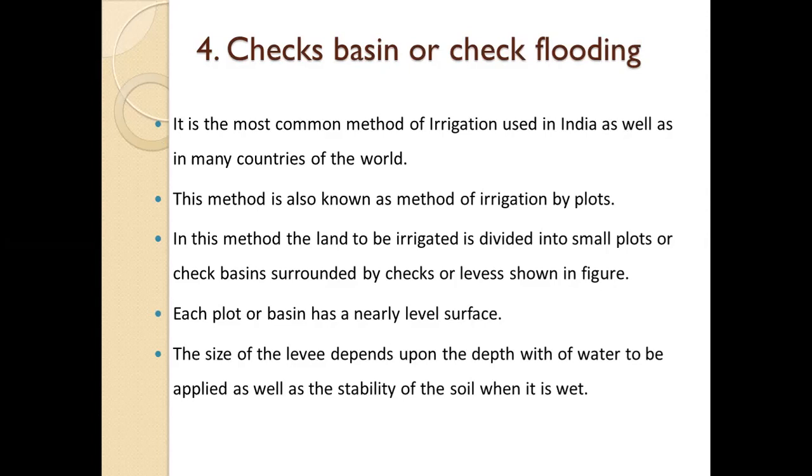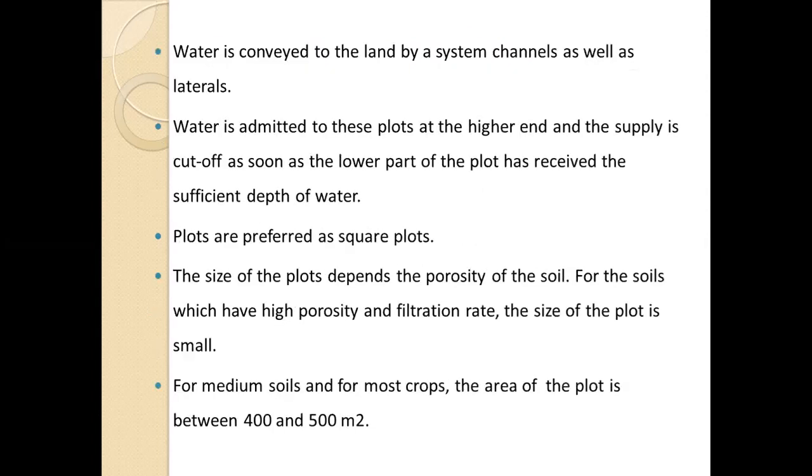Each plot or basin has a nearly level surface. The size of the levees depends on the depth of water to be applied as well as the stability of the soil when it is wet. Water is conveyed to the land by a system of channels as well as laterals. Water is admitted to the plot at the higher end and the supply is cut off as soon as the lower part of the plot has received a sufficient depth of water. Whenever sufficient depth of water is provided at the end of the plot, we stop the source of water, which is provided by channels.